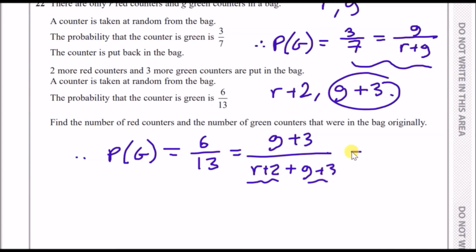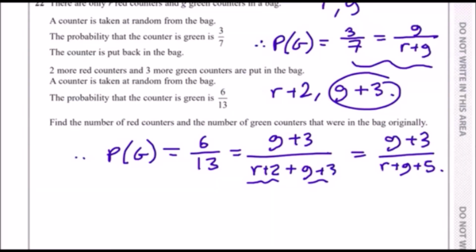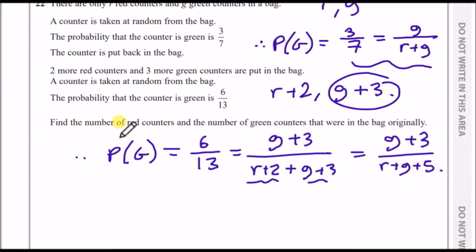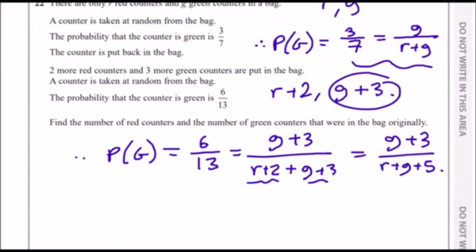And let's just tidy up the bottom for a second. So you still got G plus 3 on the top, but on the bottom you got R plus G now. And you also got 2 plus 3, which is plus 5. Okay, so that's cool so far. And the question wants us to find the number of red counters and the number of green counters that were in the bag originally. So what you want to do here is work this out simultaneously.